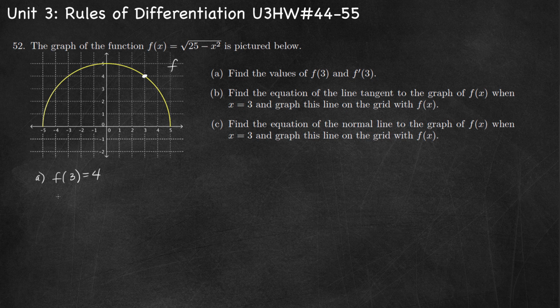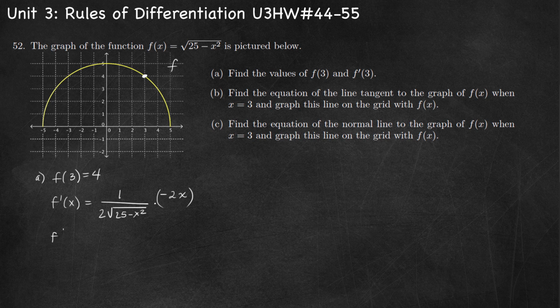So to find f prime of 3, first I find f prime of x. My equation for f of x is square root of 25 minus x squared. That's square root of stuff. So the derivative is 1 over 2 root stuff times the derivative of the stuff. And the derivative of the stuff is negative 2x. So times negative 2x.